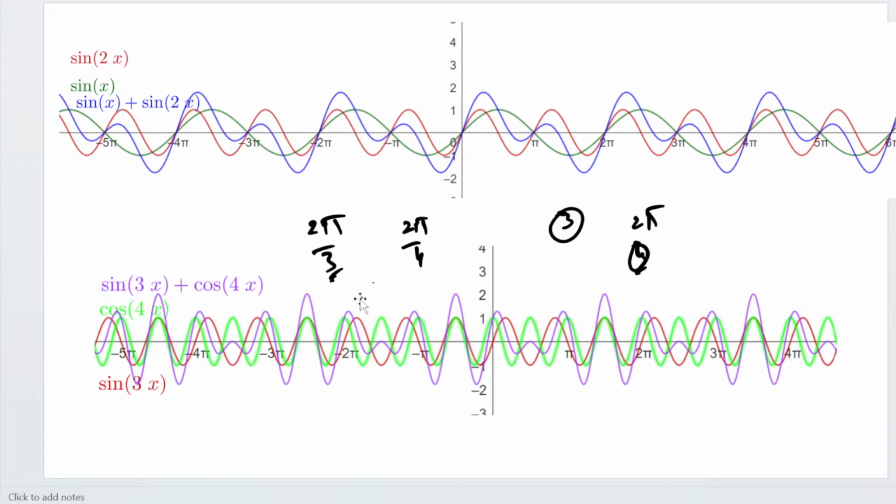So for example, where is this cos 4x? 1, 2, 3, 4. It is doing 4 rounds. What about this red one? It is doing 3 rounds. 1, 2, and 3. One is doing 3 rounds, another is doing 4 rounds in 2 pi. So when will they meet again at the starting point?